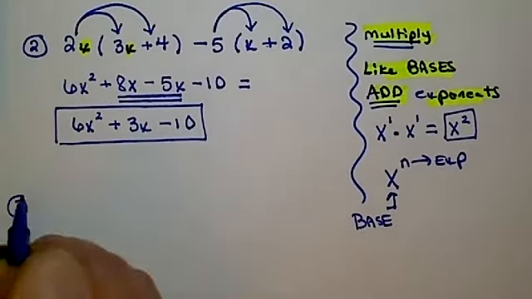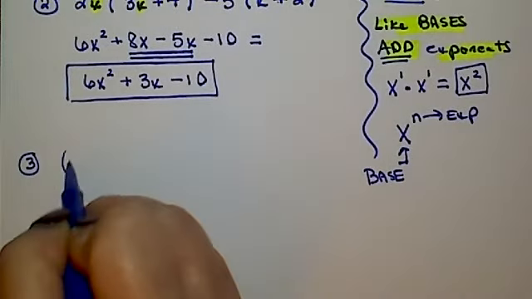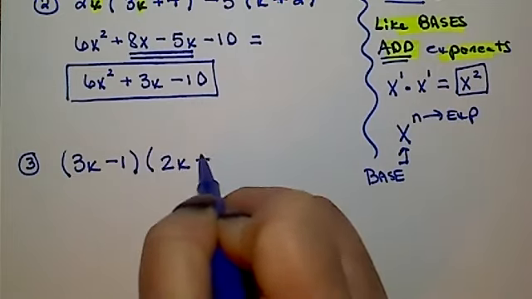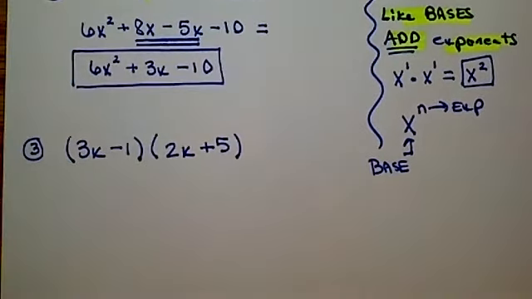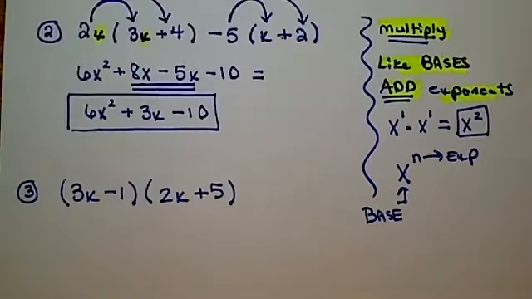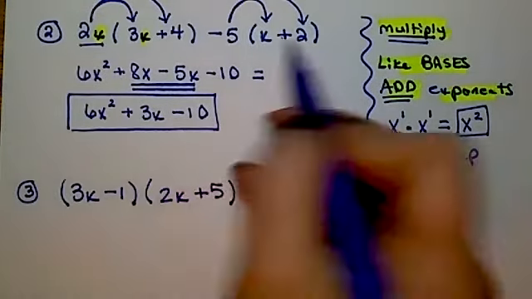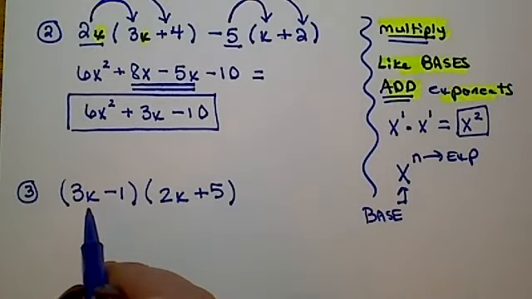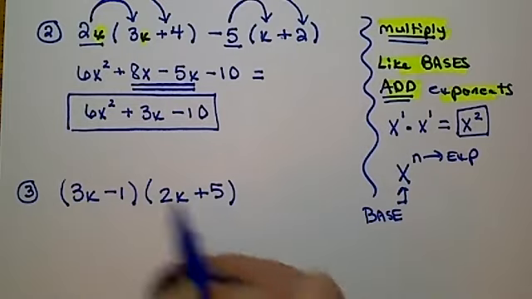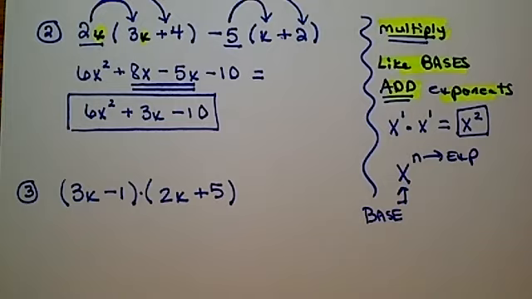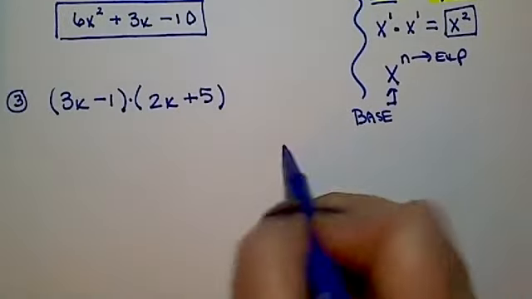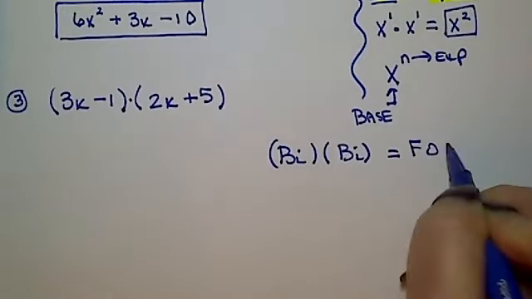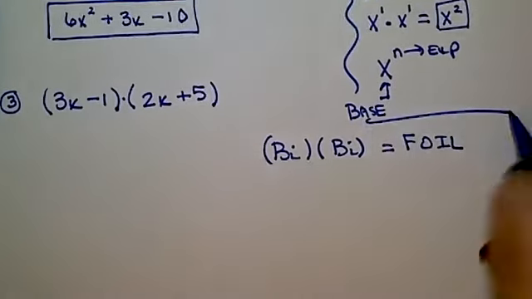Okay, let's try this one. Let's say that we have 3x minus 1 times 2x plus 5. Anytime you have one term, which is a monomial, you can distribute that. But if you have a binomial times another binomial, because there's no sign separating that, it's understood to be times, you're going to FOIL. So a bi times a bi means you're going to use the FOIL method.